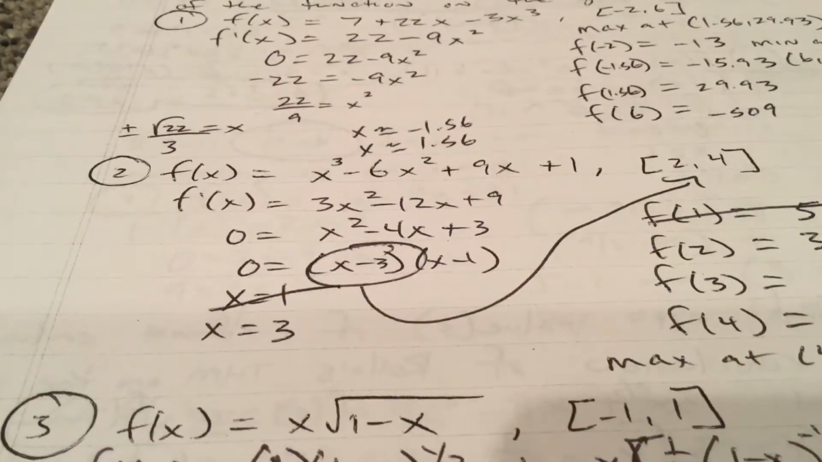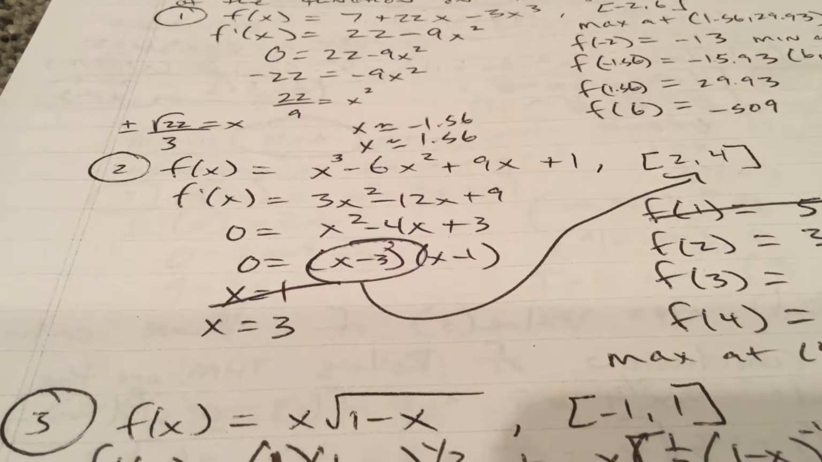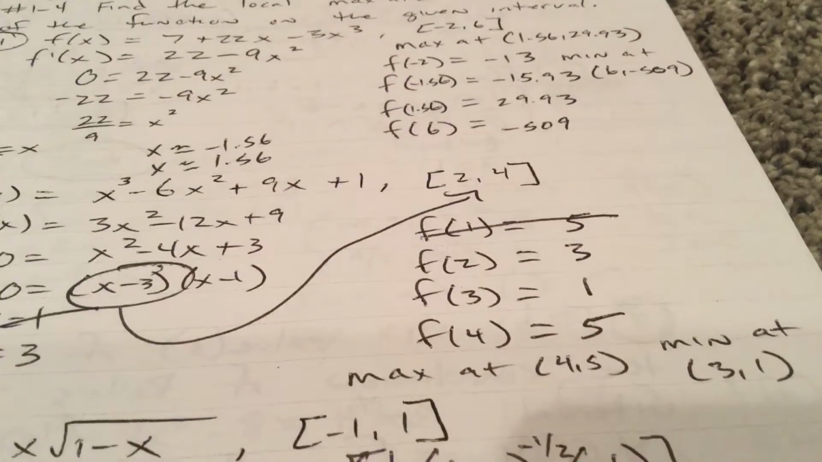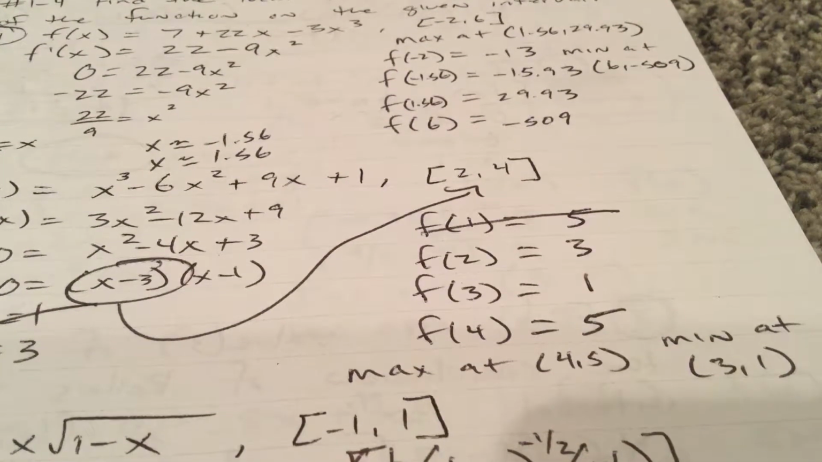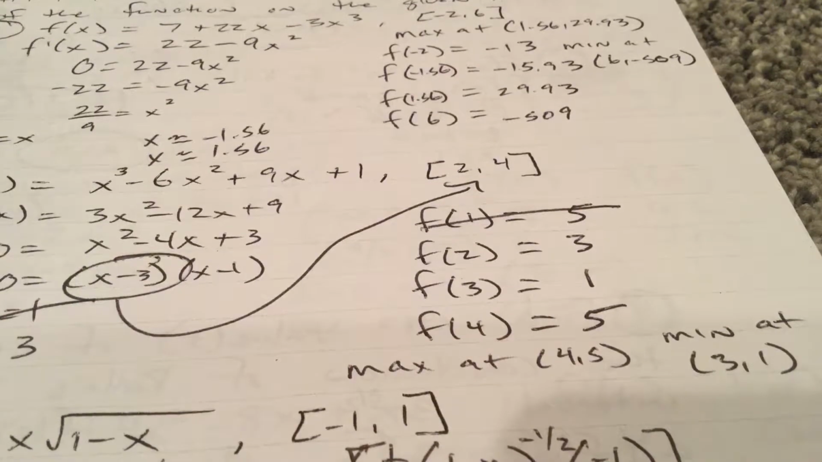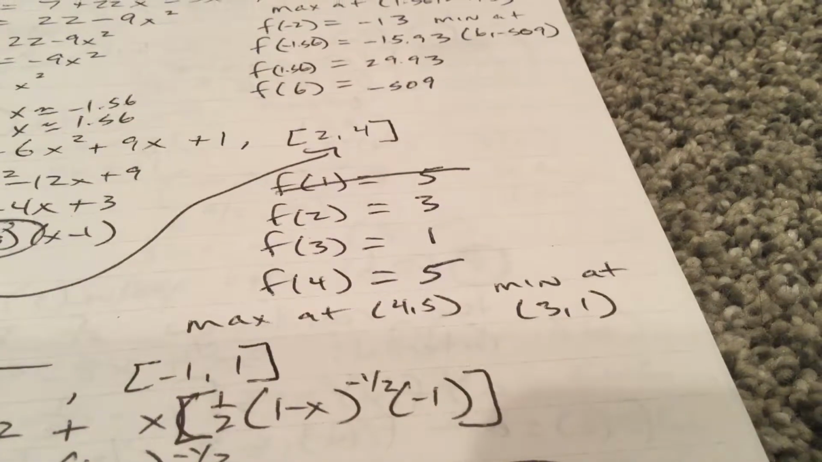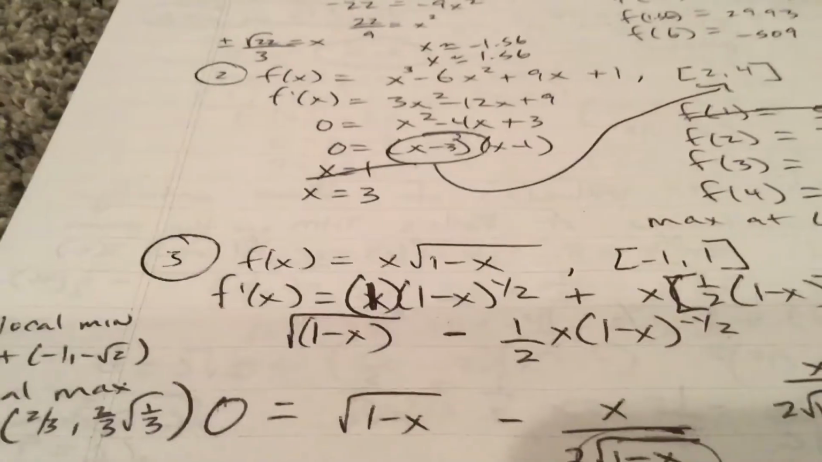Take the derivative, set it equal to 0. That's the name of the game. You get 3 and 1, but notice that 1 is outside, so don't include 1. You're going to use your starting point and end point, 2 and 4, and then plug 3 in. Your max is at 4, 5. Your min is at 3, 1.